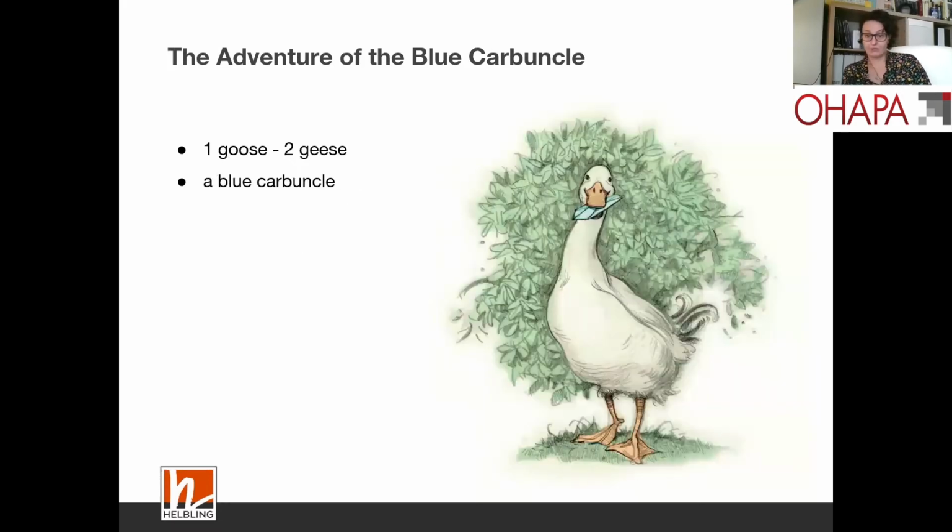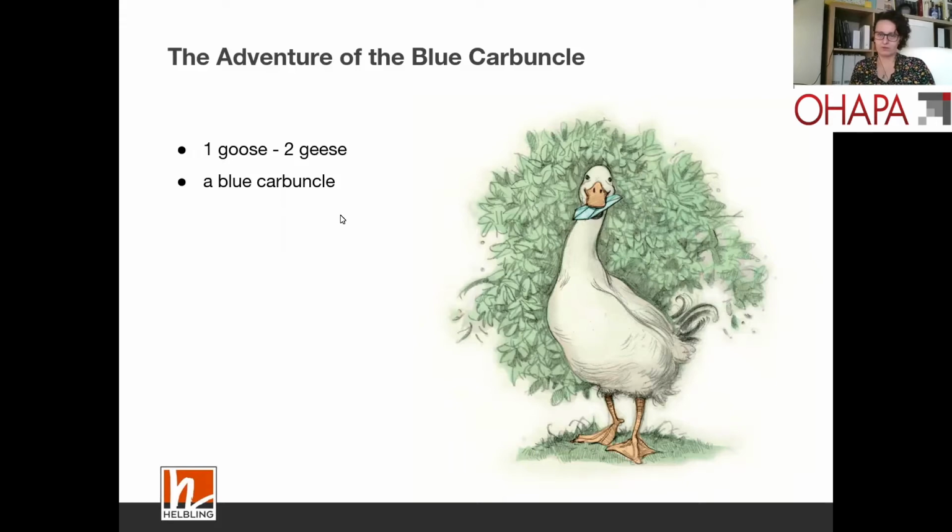Still working with the illustrations, you can show the picture of this bird, a goose. It's a good moment to check the irregular plural, geese. And you can revise the vocabulary of the carbuncle and ask students what it is holding in its beak.